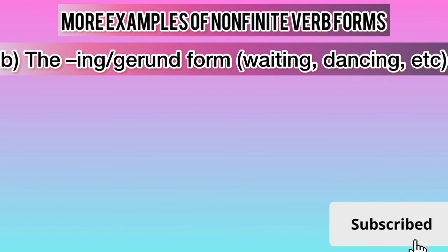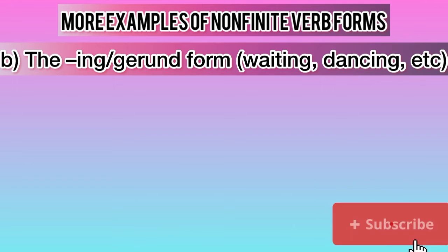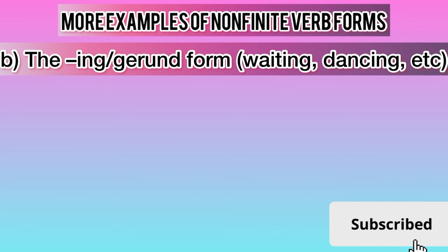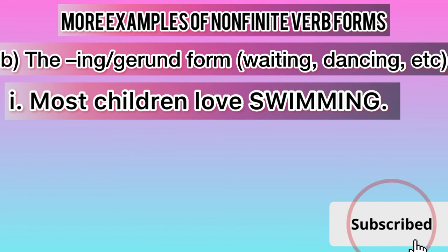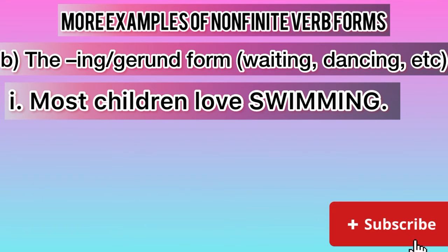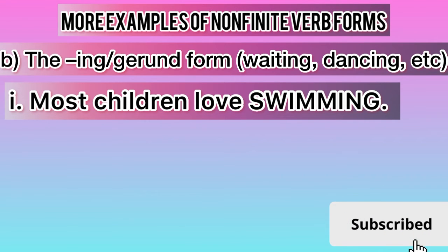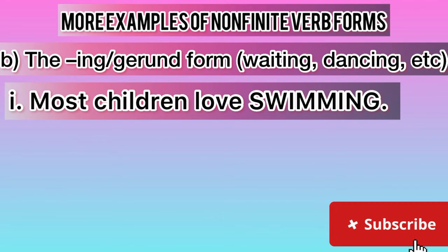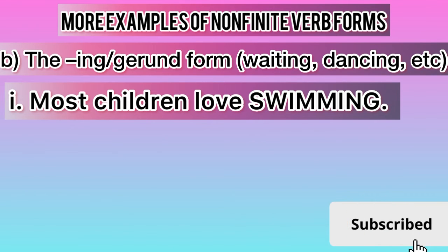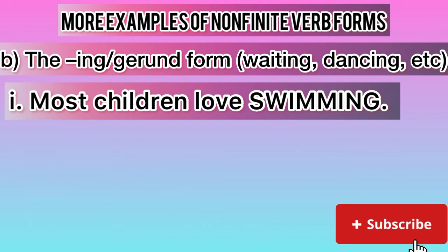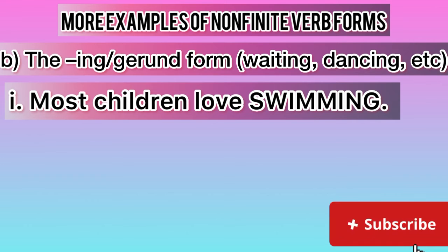Example: waiting, dancing, eating, playing, and so on. Most children love swimming. So swimming in this context has been used as a gerund, which is the non-finite verb in that sentence, while love is actually the finite verb in that sentence. Love is the main verb which swimming depends upon.